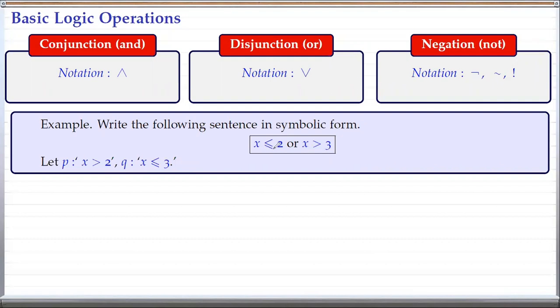Now we have x less than or equal to 2 or x greater than 3. If we look at P and Q, the first part here is simply not P. P is the statement x is greater than 2. Here we have x is less than or equal to 2. So this is not P. Then we have or x is greater than 3, which is not Q. So using the symbol notation for or, we can write this as not P or not Q.